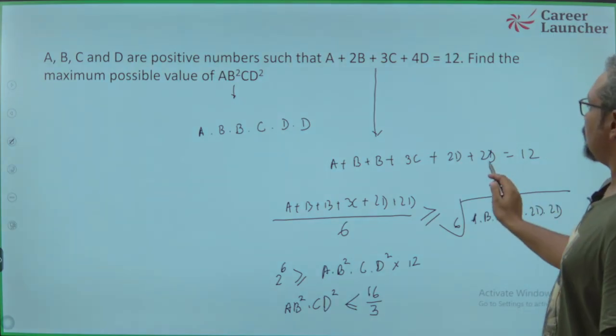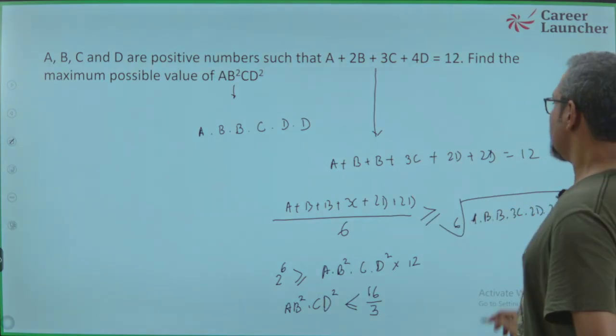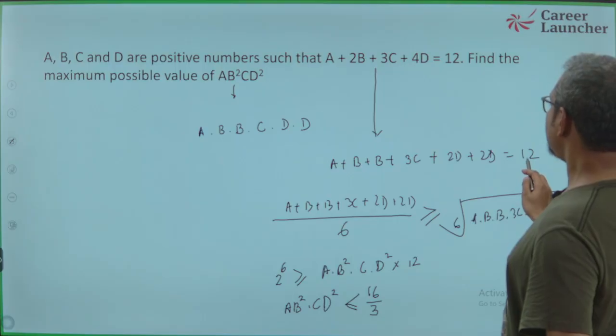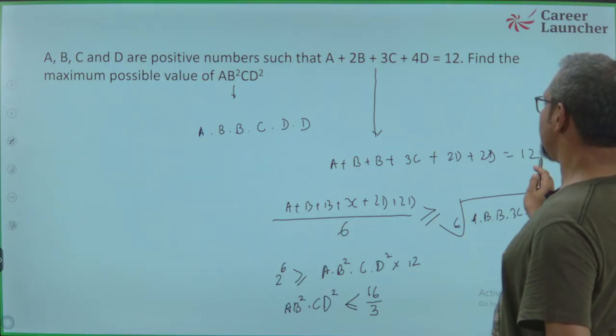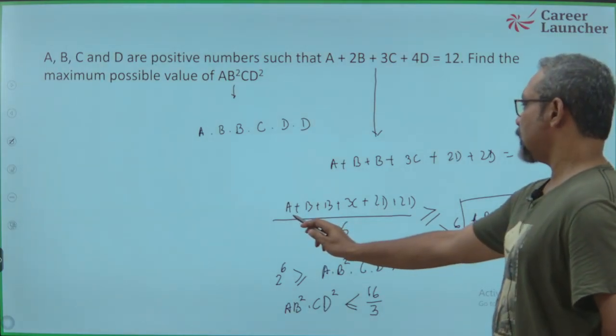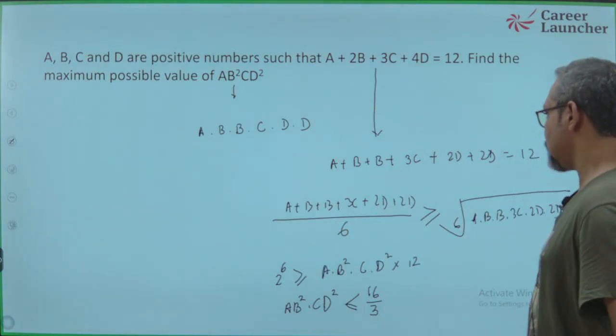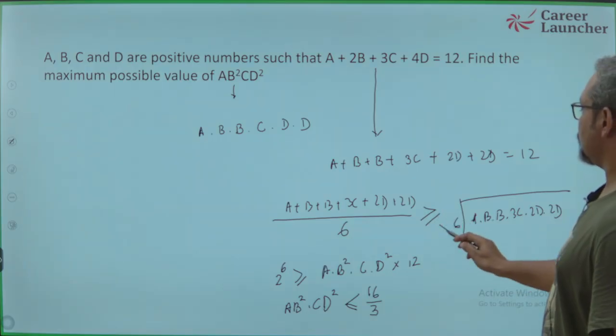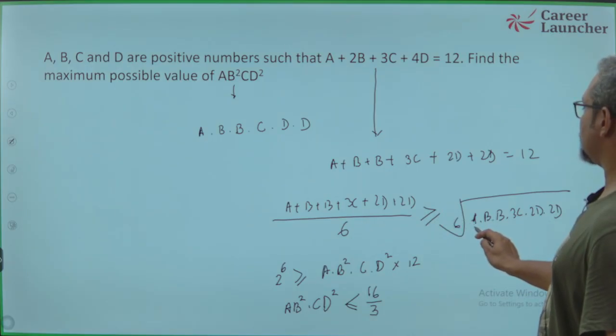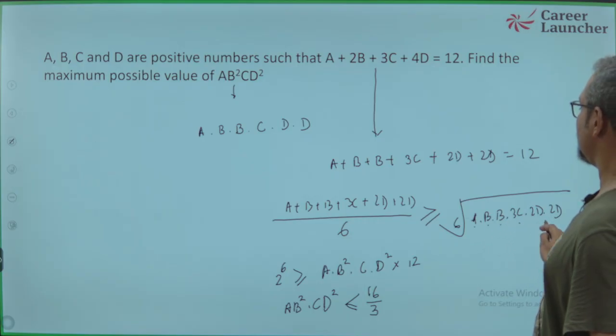This is 12. We have 1, 2, 3, 4, 5, 6. So 6 terms. The sum of those 6 is 12. So the arithmetic mean, 12 by 6, is greater than or equal to the sixth root of the product of each of these. So a, b, b, 3c, 2d and 2d.